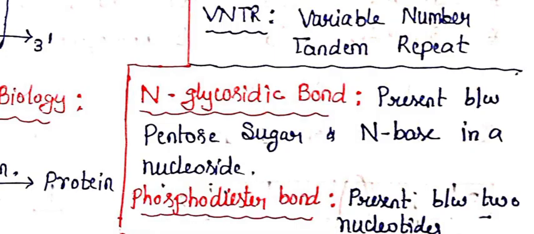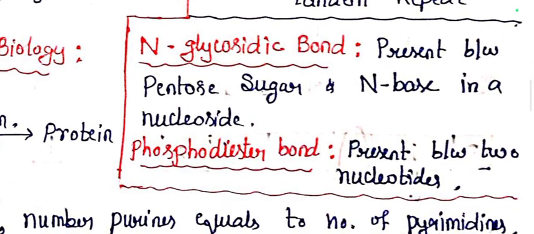Remember the full form of VNTR, variable number tandem repeat, and you can find N-glycosidic bond between pentose sugar and nitrogen base, very important, and phosphodiester bond you can find between two nucleotides.